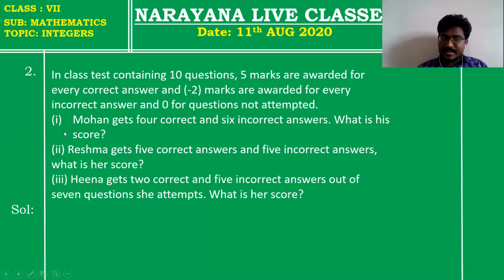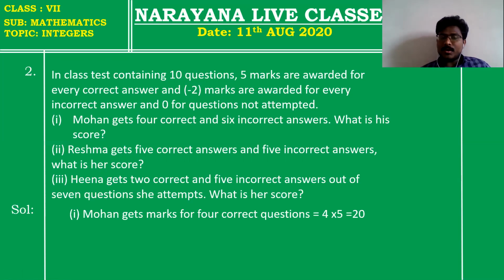Similarly, here there are three students giving the test. One by one, we'll discuss. Mohan gets 4 correct answers and 6 incorrect answers. What is his score? Reshma gets 5 correct and 5 incorrect. What is her score? Hina gets 2 correct and 5 incorrect. What is her score? We need to find.